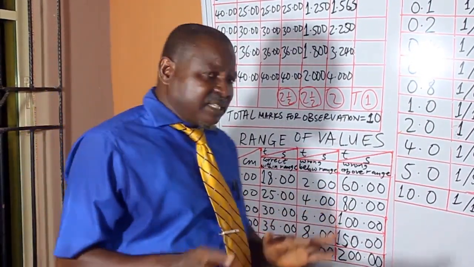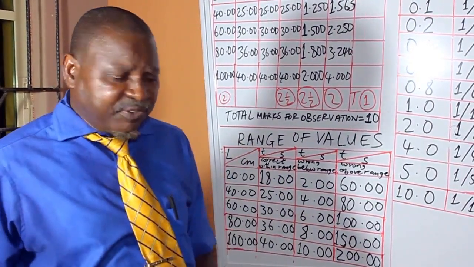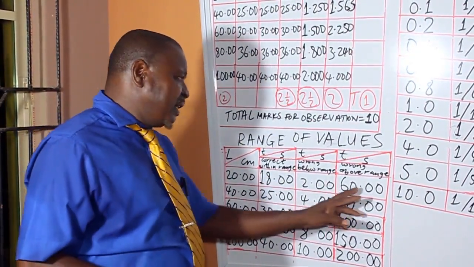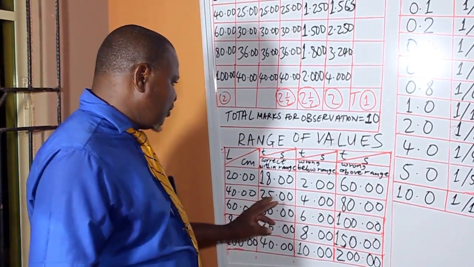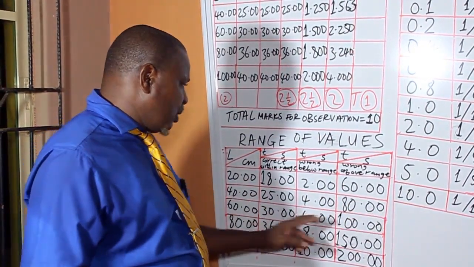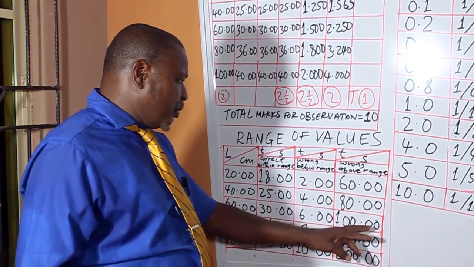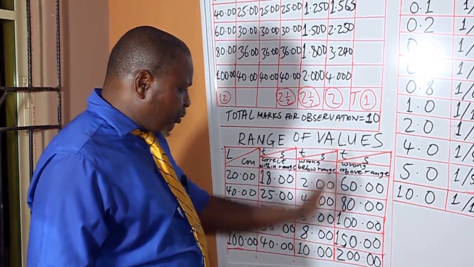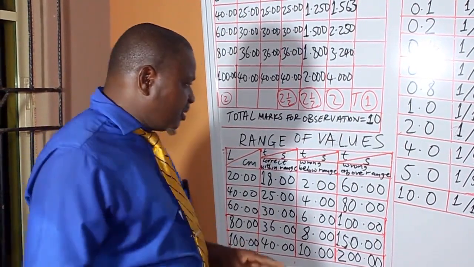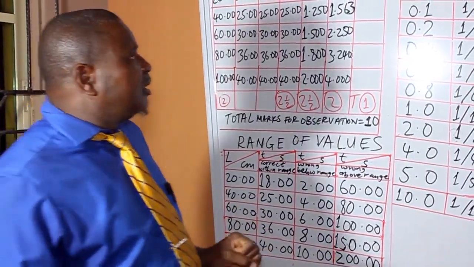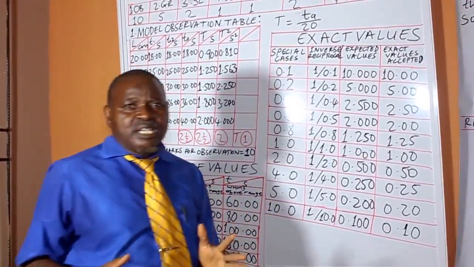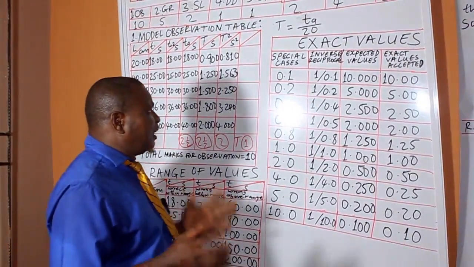There is another set of students, they will also fabricate values. Instead of 18, they will get 60.00. Instead of 25, they will get 80.00. Instead of 30, they will get 100.00 to the end like that. This is not allowed. Now, there is a concept we call exact values.